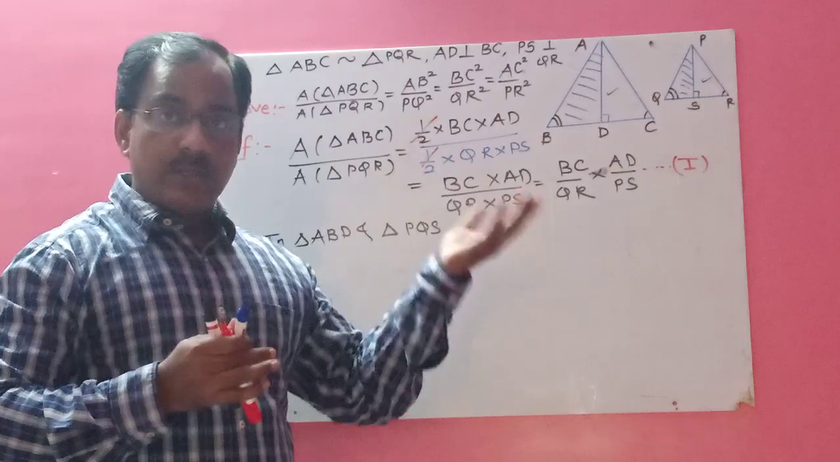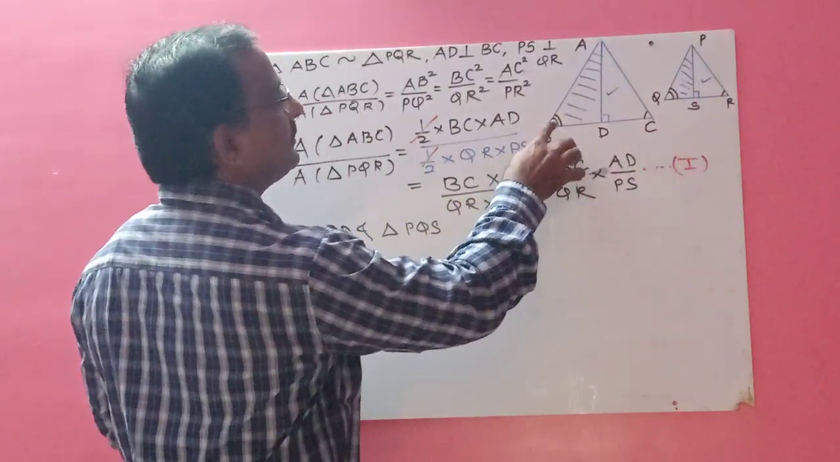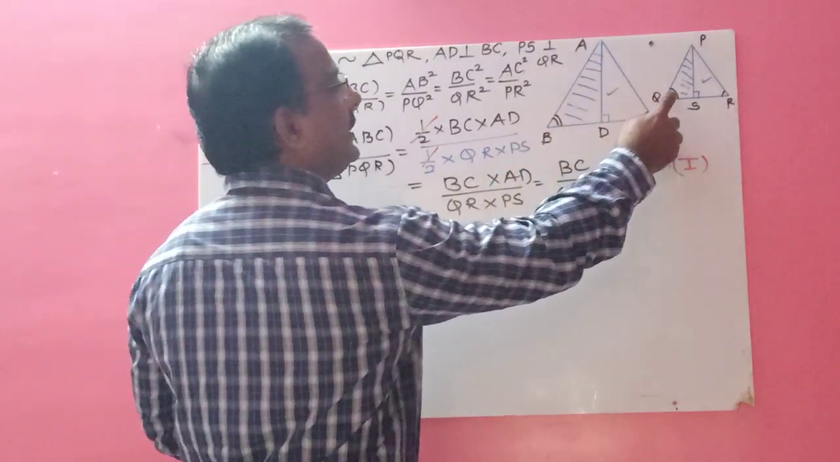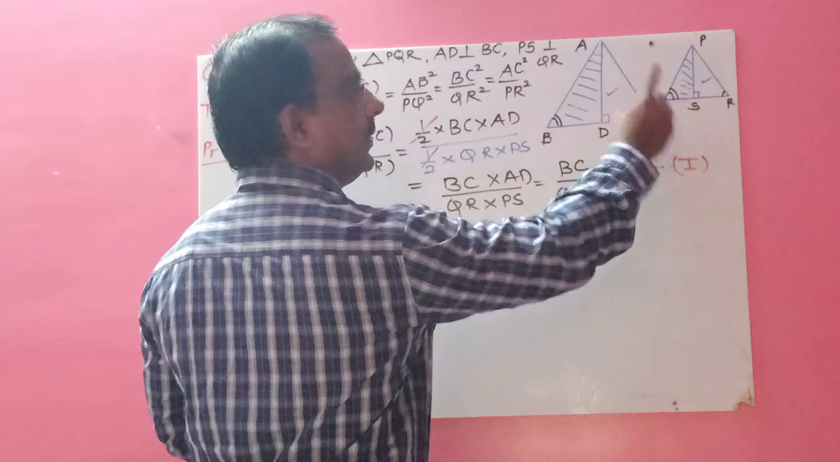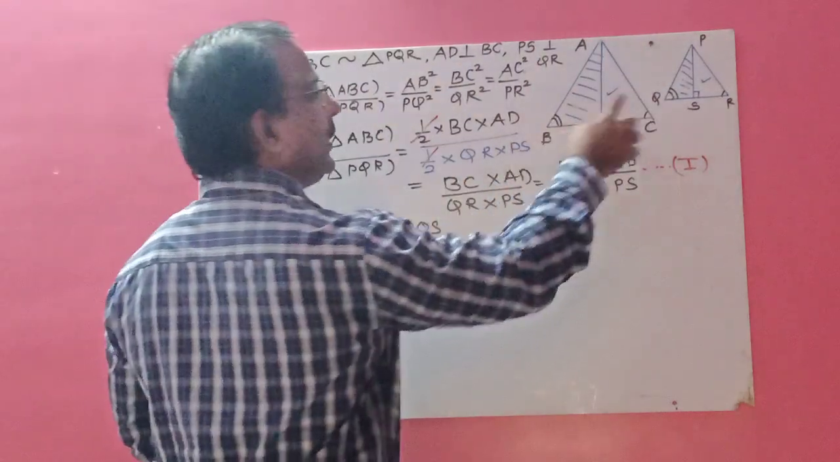Find out what are the congruent elements among these two triangles. See, I have done this marking. Angle B of this triangle is congruent with angle Q of this triangle, because it is already given that the triangles are similar. So these two are congruent.